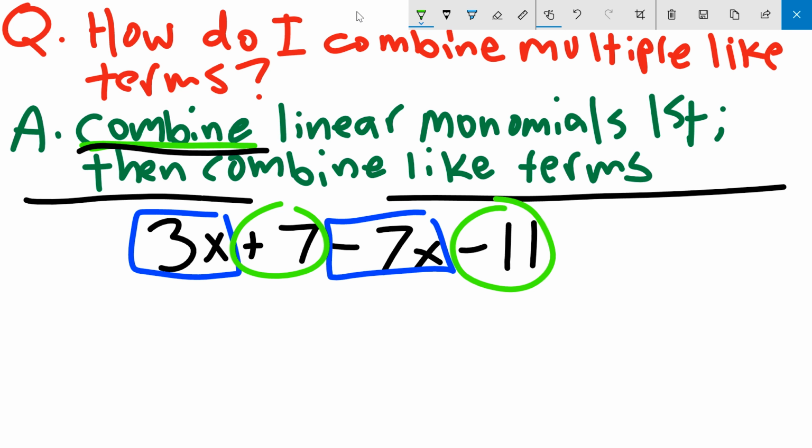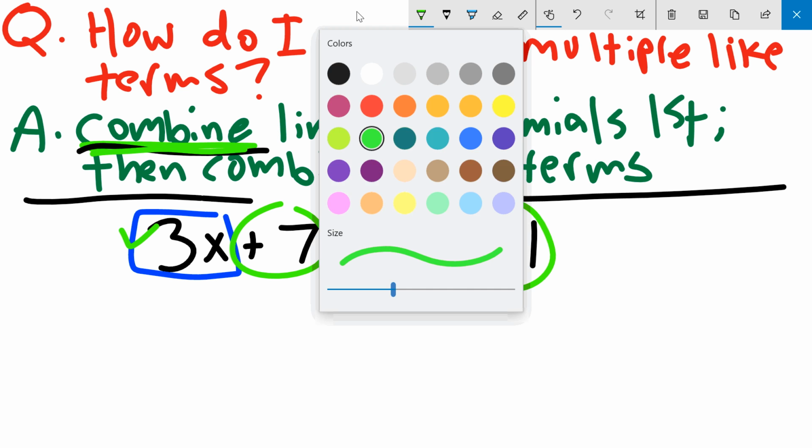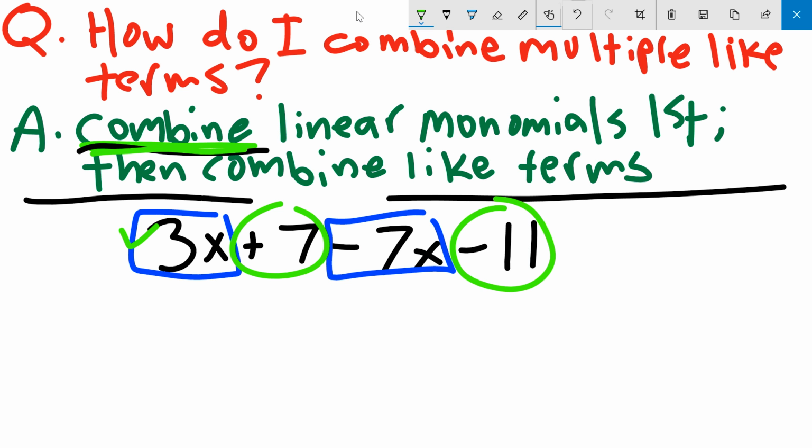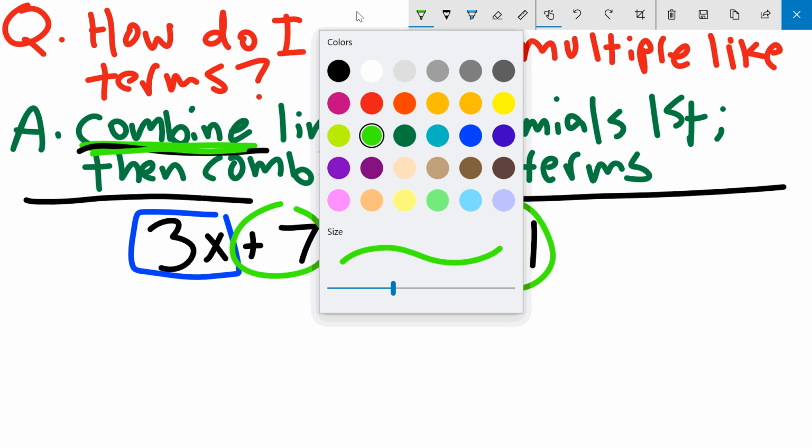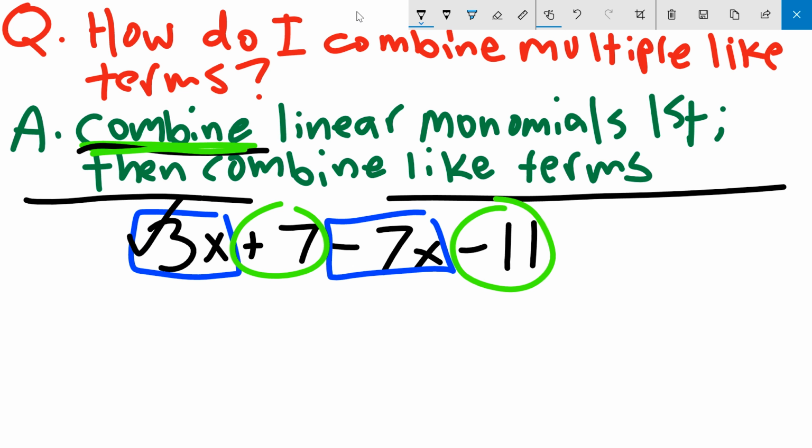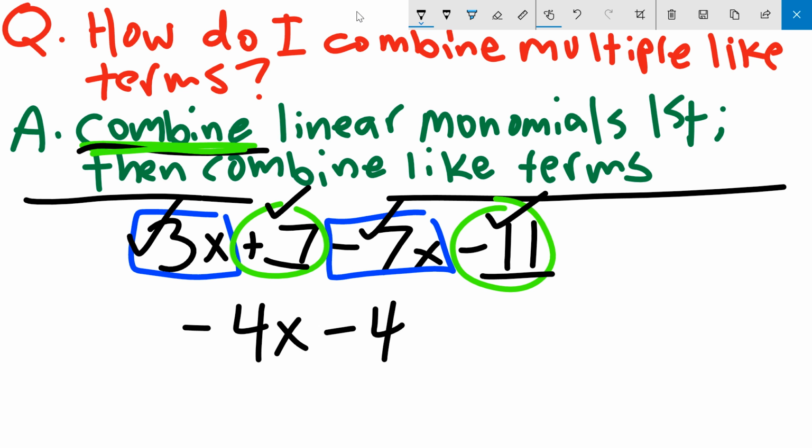Again, combine just means add. That's all combine means. So we're just going to take this guy and go back to black. So this guy and this guy, we're going to add them together. 3x plus negative 7x is going to give us negative 4x. Then we're going to take this guy and this guy, and we're going to add those together. So positive 7 plus negative 11 is going to give us negative 4.